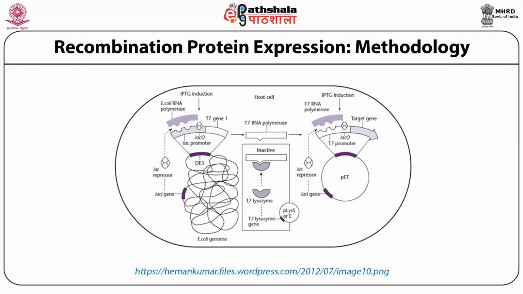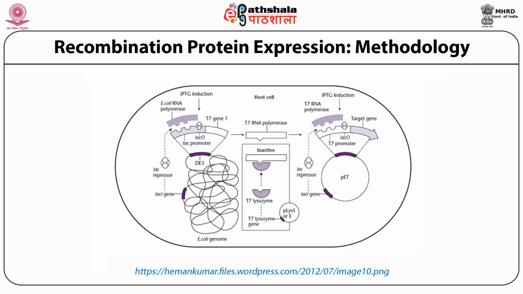The expression is again explained in this schematic. As I mentioned earlier, the host cell contains a T7 RNA polymerase gene which is present in the genome, as shown here, but that is under the control of a lac promoter. So once we add IPTG, the lacI repressor is removed, and E. coli, the host RNA polymerase, will synthesize T7 RNA polymerase.